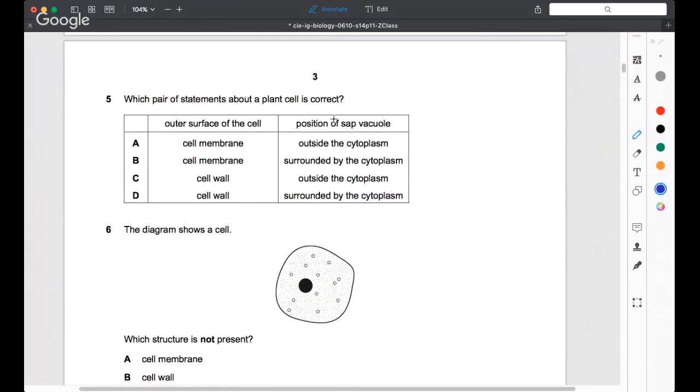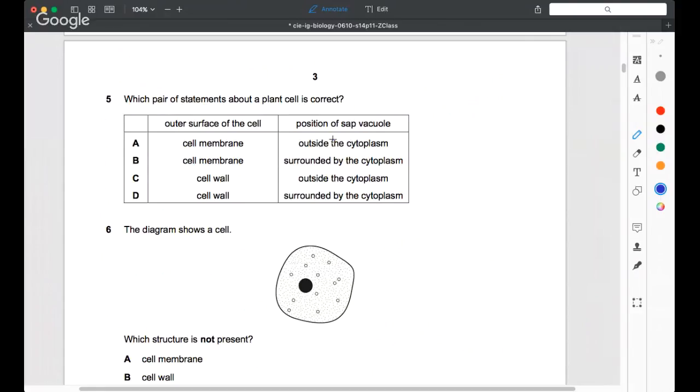Question 5, which pair of statements about a plant cell is correct? Outer surface of the cell and position of the sap vacuole. So where is the outer surface? What's on the outer surface of the cell? We have a cell membrane, and then outside of that, on a plant cell, we have a cell wall protecting the cell, stopping the cell from expanding and bursting.